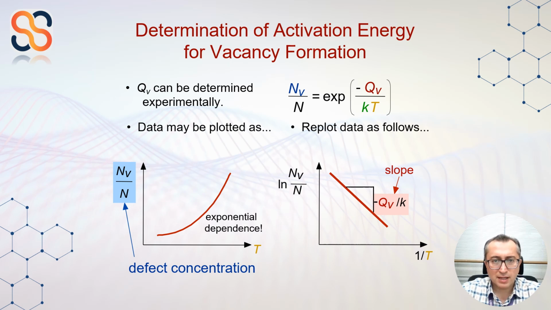If we replot the data to make it easier to analyze, we can take the natural logarithm of the initial plot. This gives us a new graph with ln NV over N plotted against 1 over T. In this transformed plot, the slope of the line will give us the value of negative QV over k, where k is the Boltzmann constant. This method allows us to calculate the activation energy by rearranging the slope.